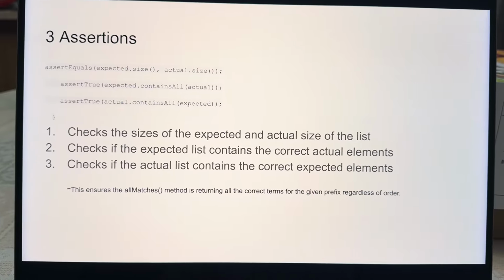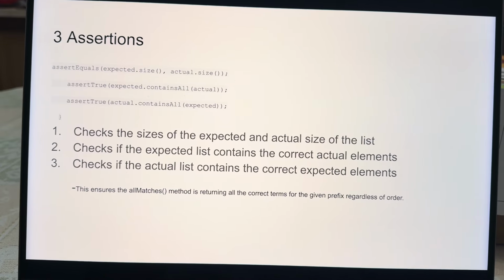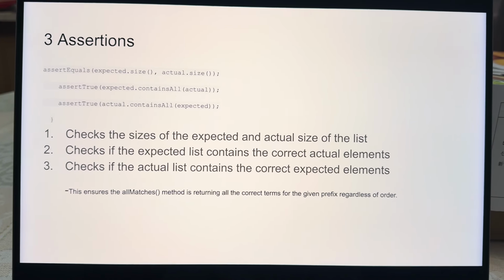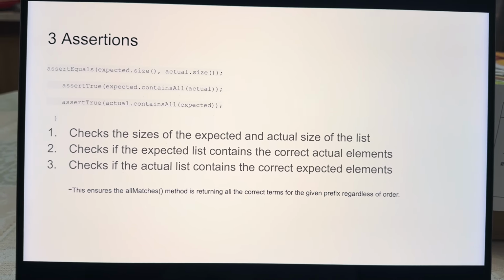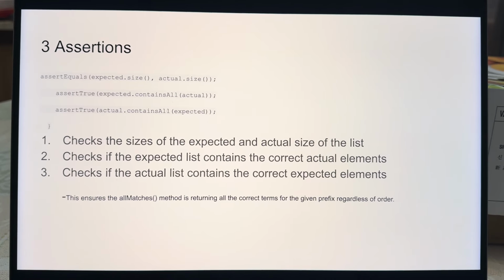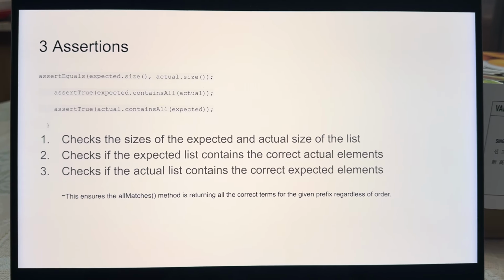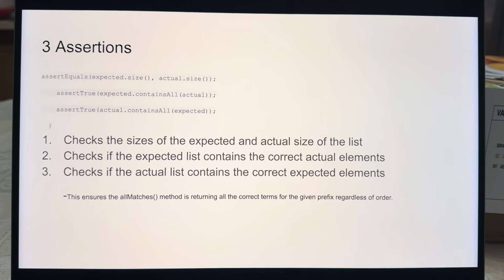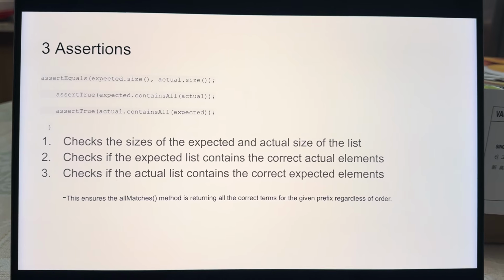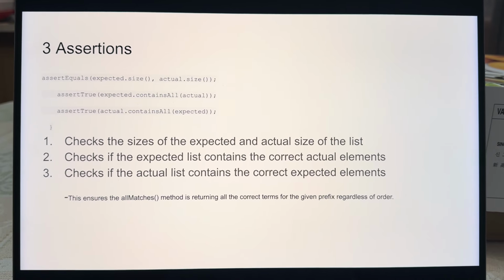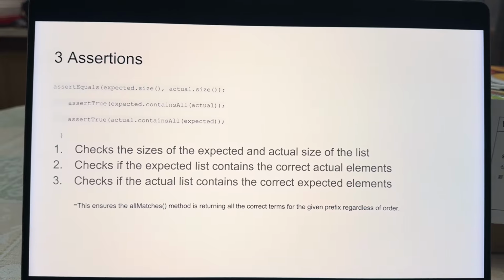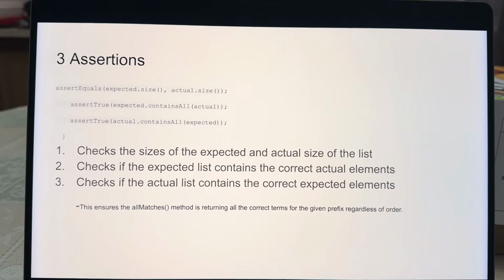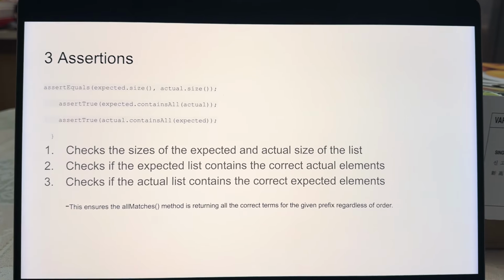Second, we want to assert true if the expected list contains all the actual elements we predicted. So this is checking essentially if our expected output actually contains all the values in the actual output. And the third one is just a second confirmation where the actual list contains all the expected outputs. And this ensures that the method is returning all correct terms for the given prefix regardless of order.